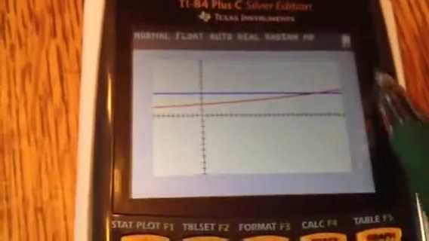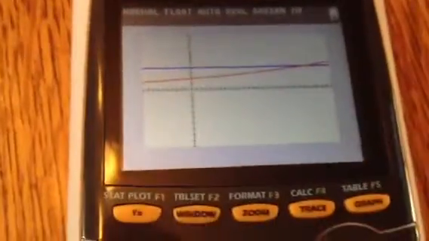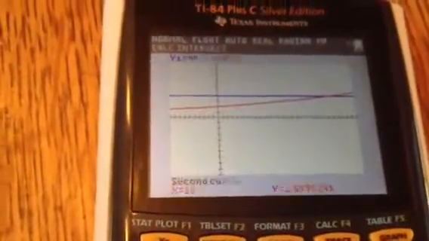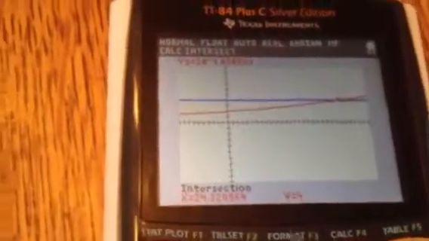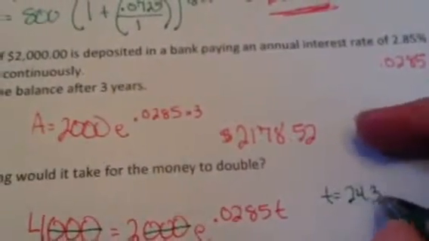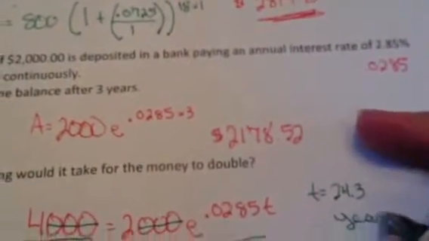Okay, so I wouldn't have been able to see it in 20. That's pretty far over, but I can see them meet. So second trace, choose 5 and hit enter 3 times. And 24.3 years. So our time here is 24.3 years.